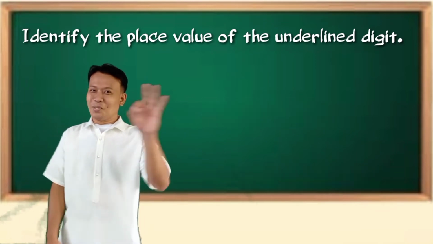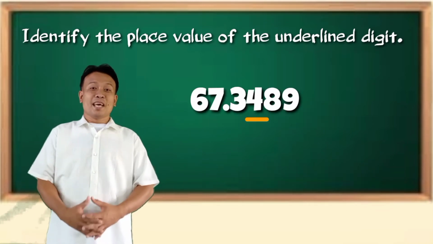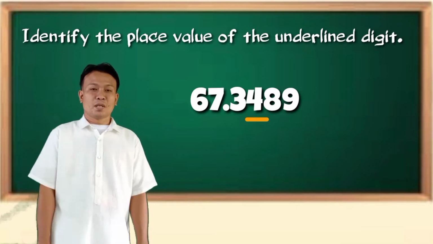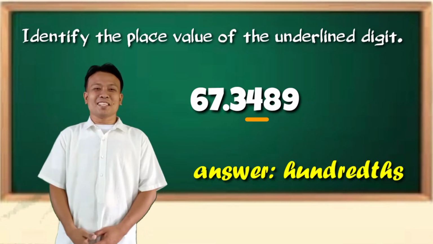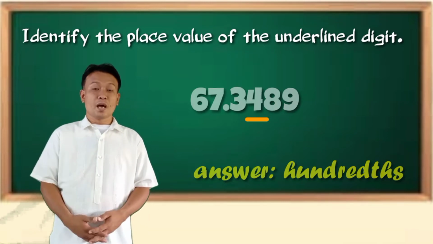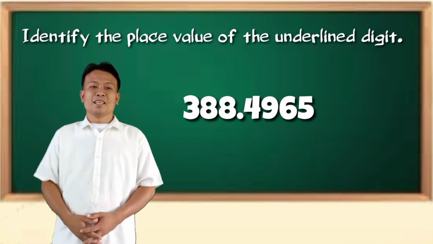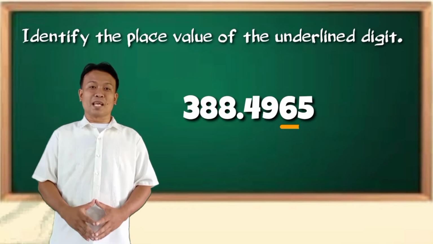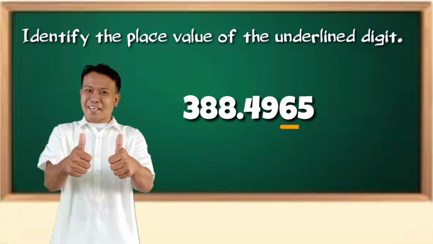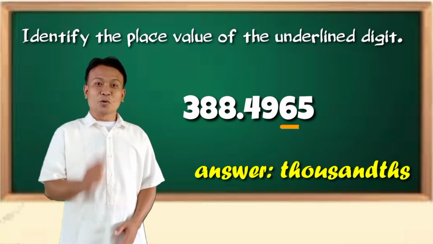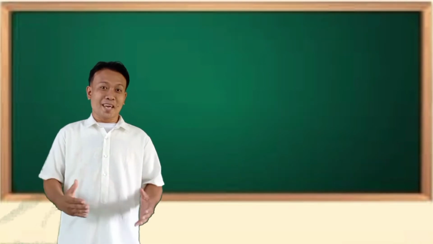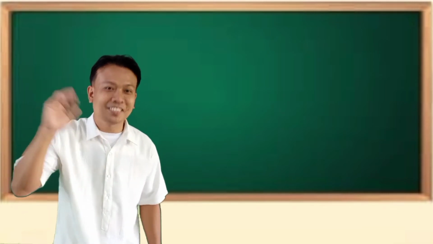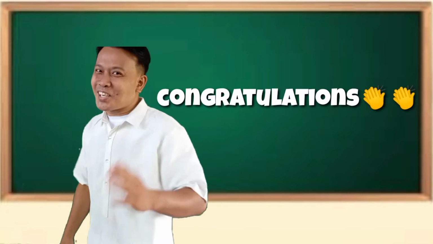hundreds. Number 3, 67 and 3,489 ten thousandths. Good job! The answer is hundredths. Number 4, 388 and 4,965 ten thousandths. Correct! The answer is thousandths. Okay, who got the perfect score? May I see the hands? Congratulations!